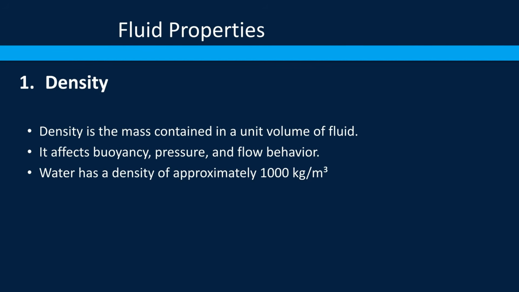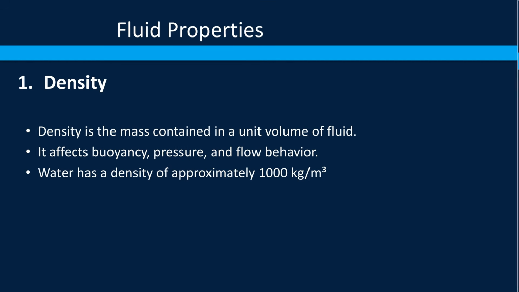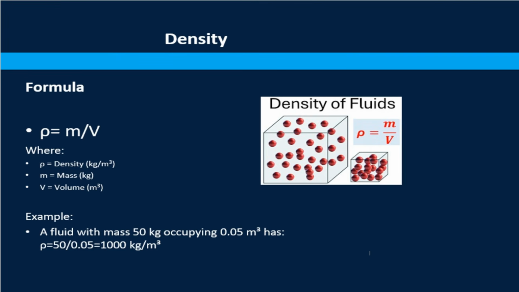First is density, which is defined as the mass contained in a unit volume. It is a critical factor influencing buoyancy, pressure, and general flow behavior. For instance, water has a density of approximately 1,000 kilograms per cubic meter. The formula for density is mass divided by volume. As shown in this example, a fluid with a mass of 50 kilograms occupying 0.05 cubic meters results in a density of 1,000 kilograms per cubic meter.